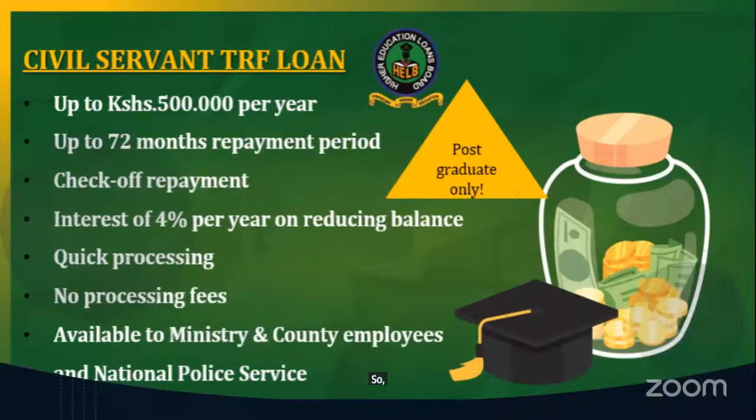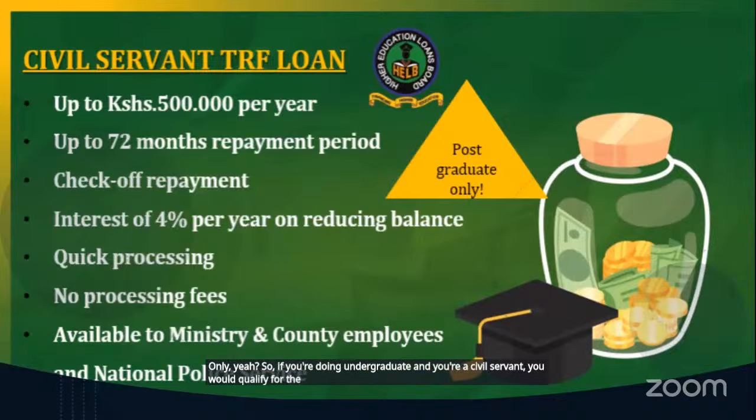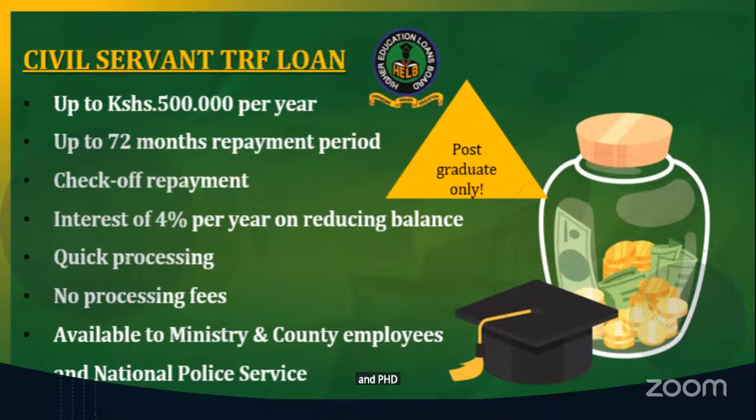So we move to the next, for civil servants. This is only for postgraduate students. If you're doing undergraduate and you're a civil servant, you would qualify for the GLIMISHE loan, but not for this civil servant loan until you start doing your master's and PhD. We give up to 500,000 per year, and you have 72 months to repay. Again, it's on check-off because we get your payslip.